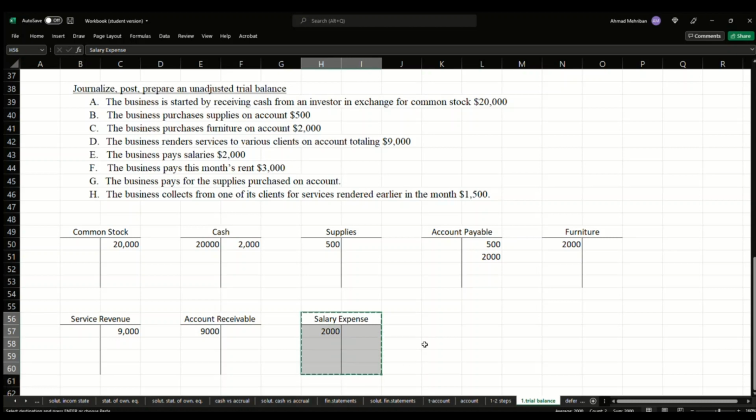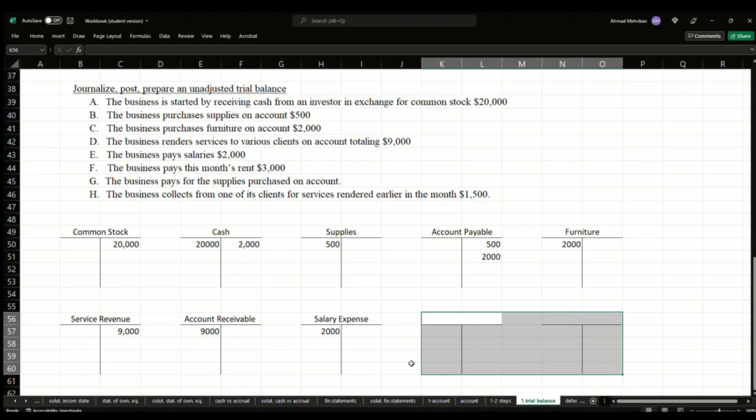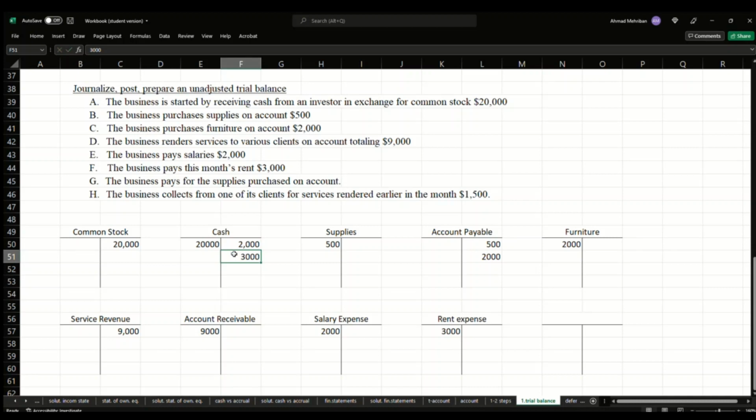Let's add more. Probably we will need this too. The business pays this month's rent. Expense recognized, 3,000, and cash is out 3,000.